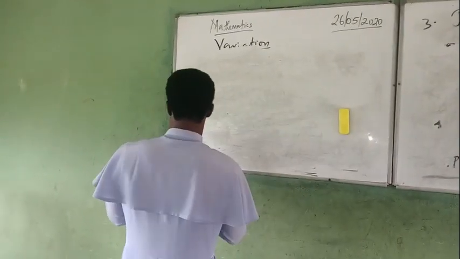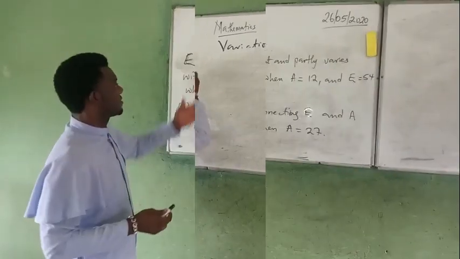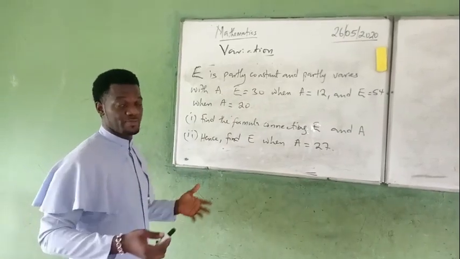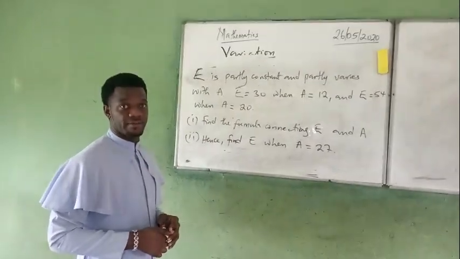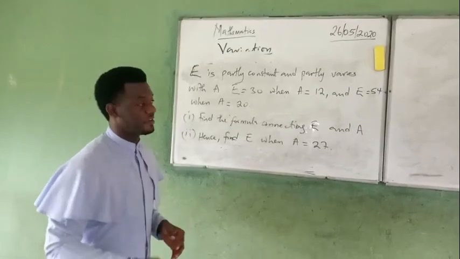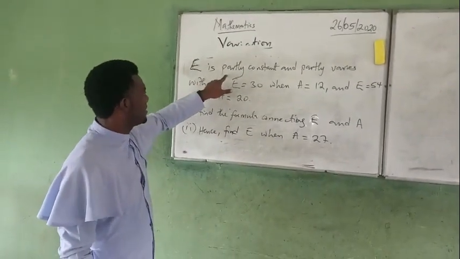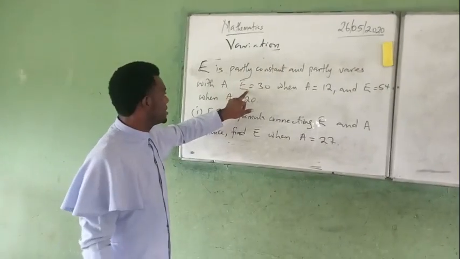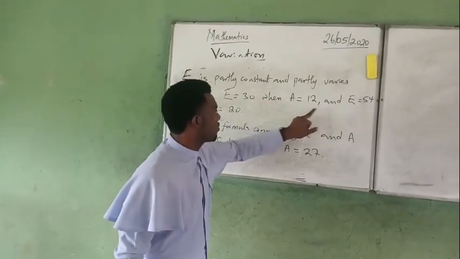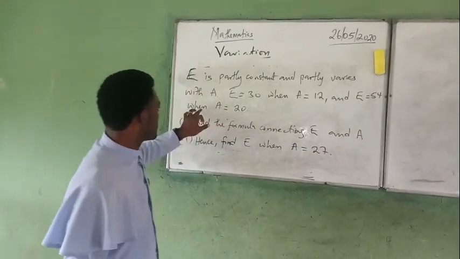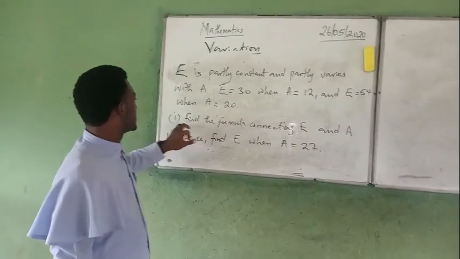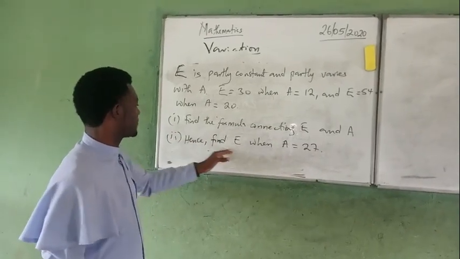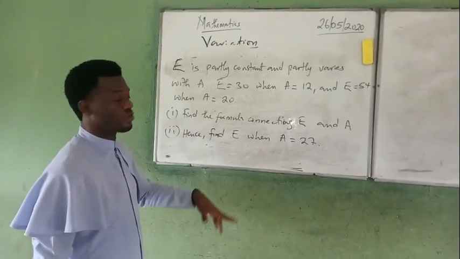Now the first question here, we said B. This example is part of the last part of variation, which is partial variation. We said E is partly constant and partly varies with A. E is equal to 30 when A equals 12, and E equals 54 when A equals 20. Then the question says, find the formula connecting E and A. Then hence find E when A equals 27.